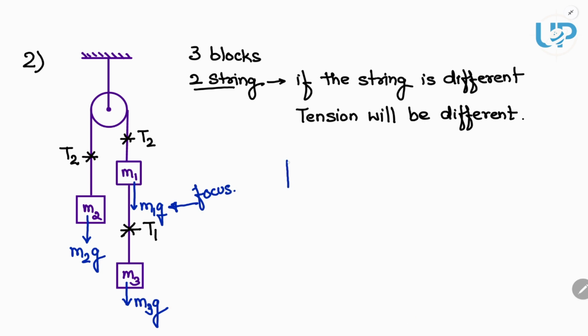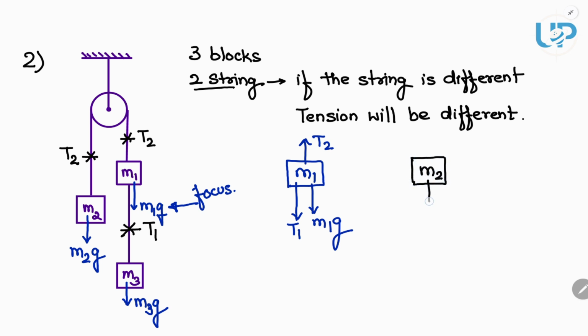Okay. Now, if we individually draw the free body diagram of the three blocks M1, there will be a tension T2, there will be a tension T1, and there will be an M1G. If we draw the free body diagram of mass 2, there will be an M2G in the downward direction. There will be a tension T2 which is acting on the M2G. And if we draw the free body diagram of mass M3, there will be an M3G and there will be a tension T1 which is acting upward.